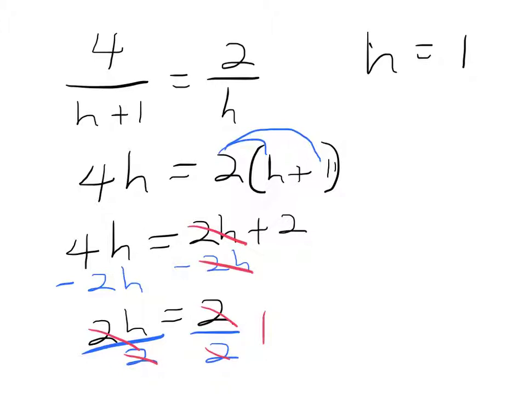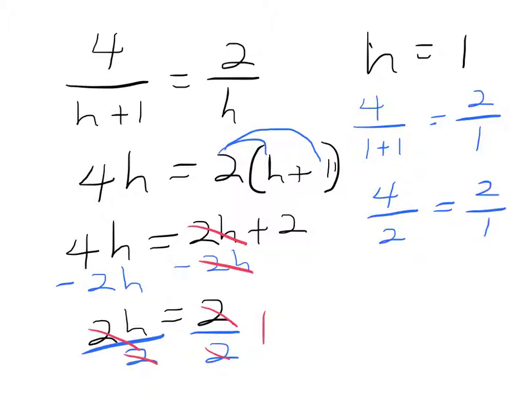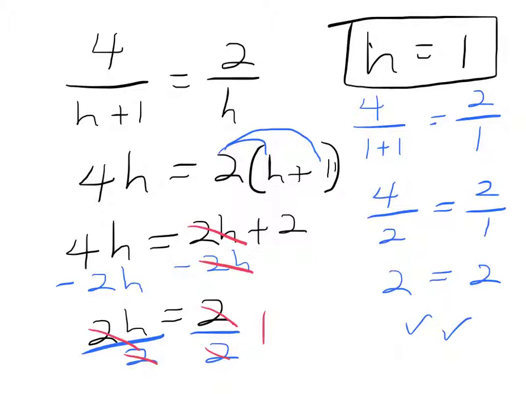But remember, now we need to check that. So let's put the h equal 1 back into our original equation. So we get 4 over 1 plus 1 is equal to 2 over 1. Well, if we go ahead and add those, 1 plus 1 is 2, is equal to 2 over 1. Now let's simplify. 4 over 2 is 2. 2 over 1 is 2. So that checks. So we can go back and box our h equals 1 because we know it works. And that is the cross product property.